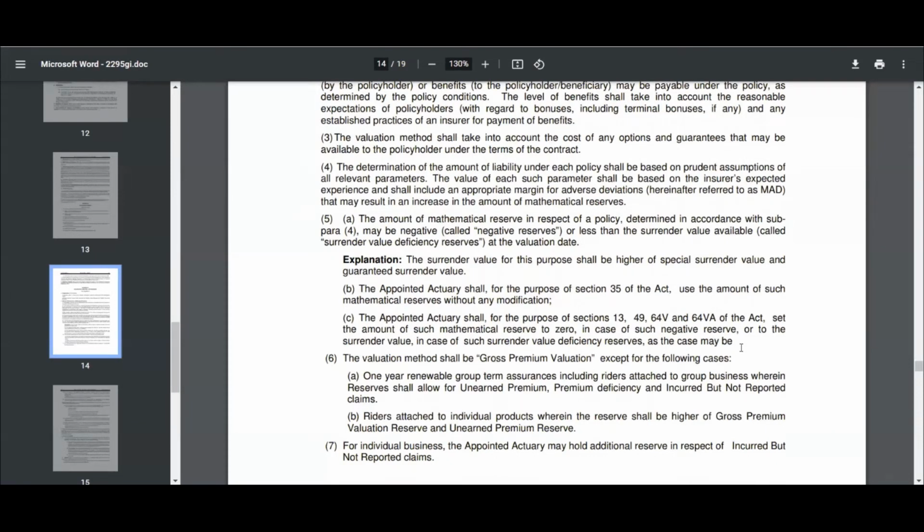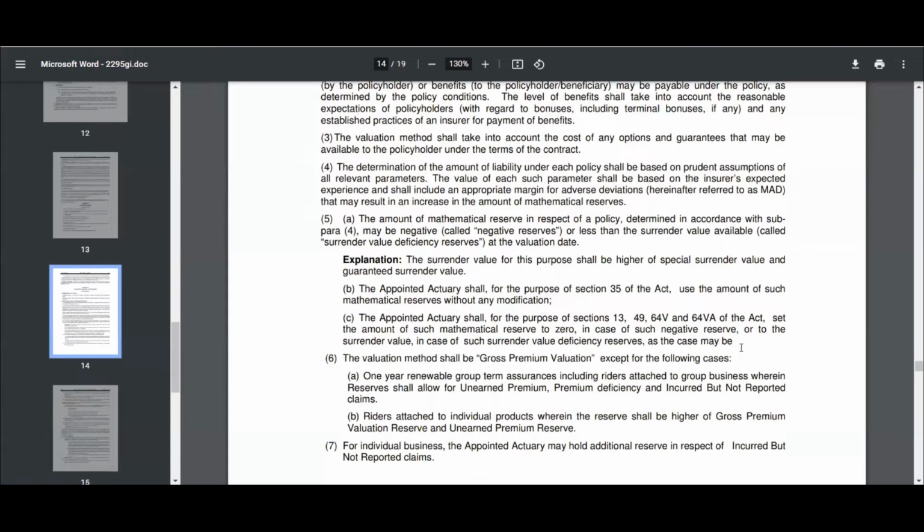Now, for one year renewable group term assurance business, the prospective method cannot be applied, right? So that's why we'll use premium deficiency or unearned premium, and incurred but not reported claims. You have already studied that. If you have studied ST1, you have studied this in ST1, right? And for individual policies, if there are riders associated, then the reserves would be the higher of the gross premium valuation method or the unearned premium method.